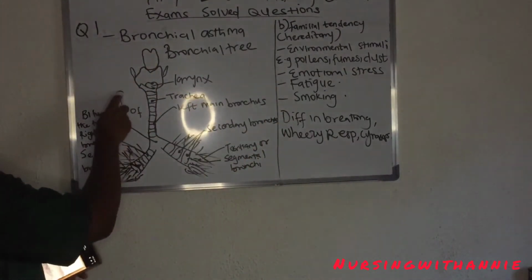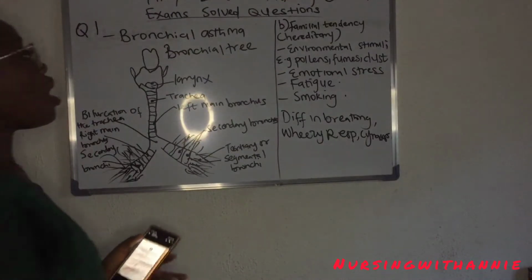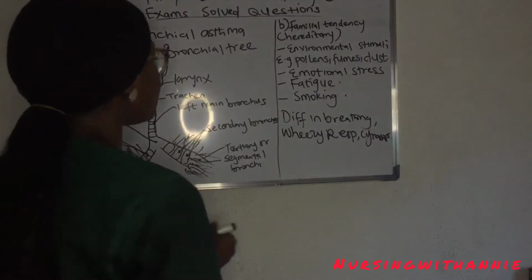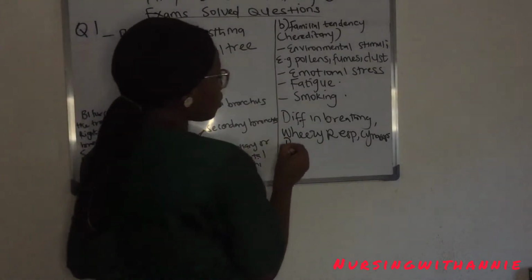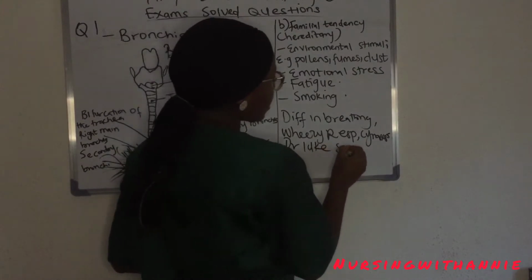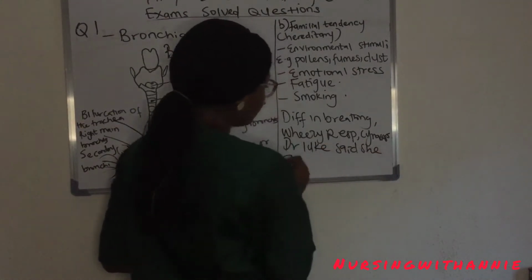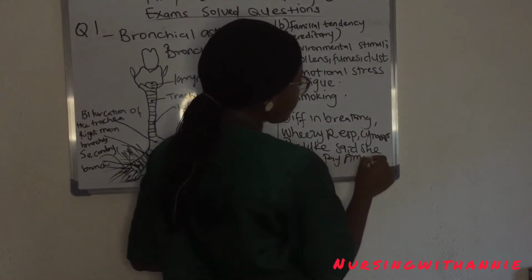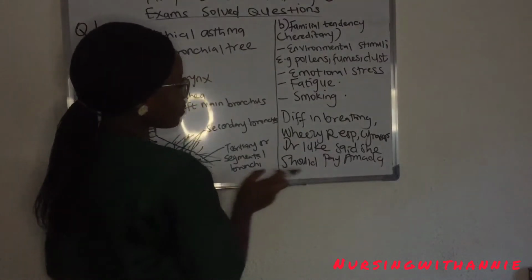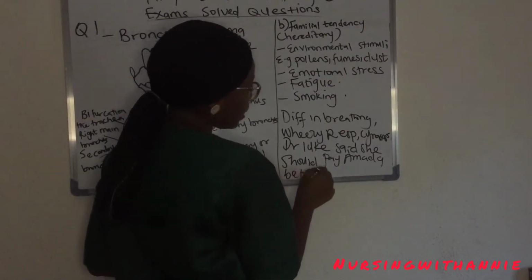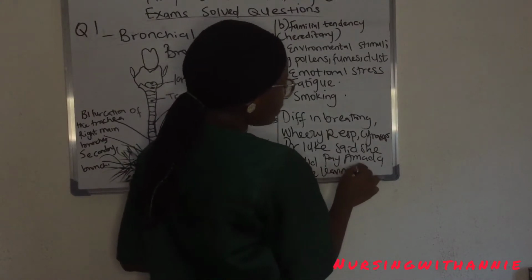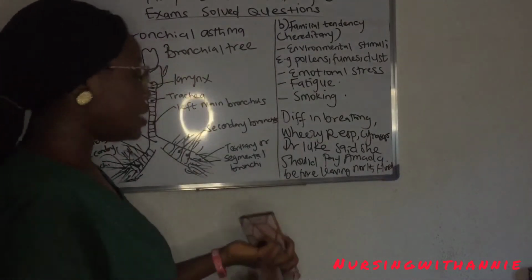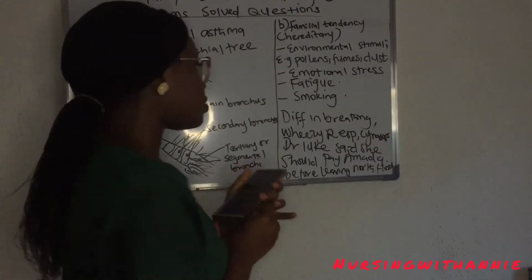So this is a well-labeled diagram of the bronchial tree. When you want to discuss an organ in anatomy, we go with what we call Dr. Luke said she should pay Amanda before leaving North Florida. So this is like the acronym for describing an organ in anatomy.